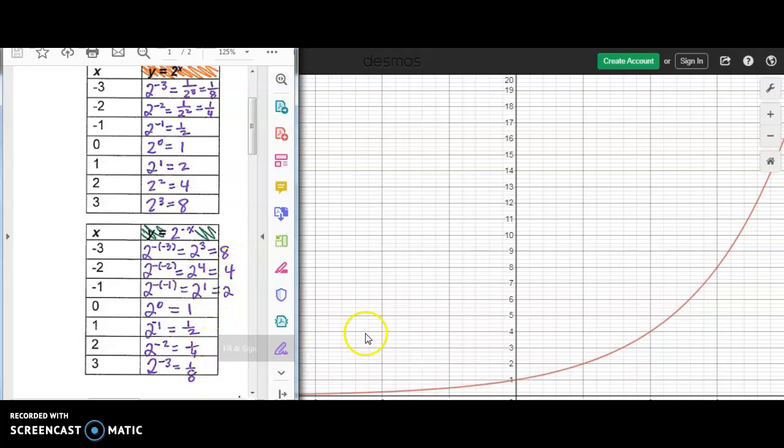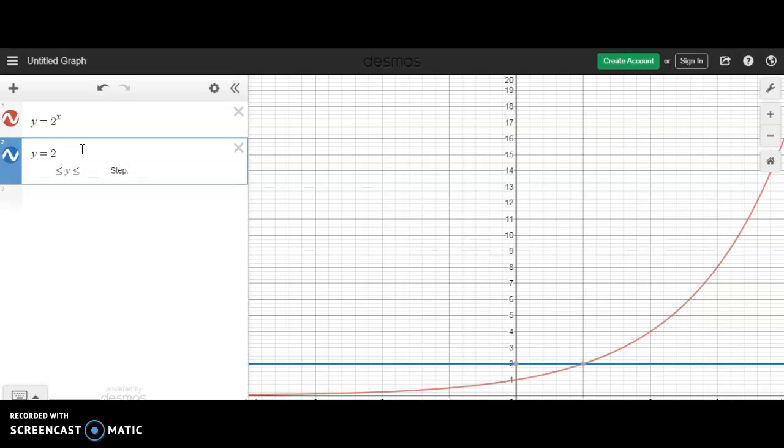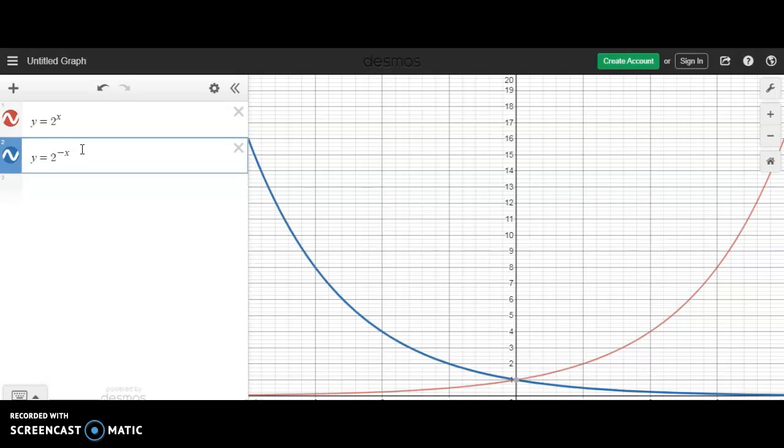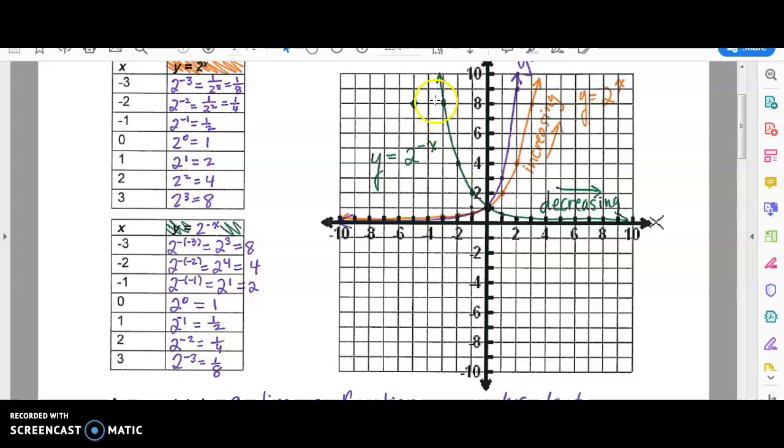Okay, what will that graph look like? Well, it'll be a mirror image of y equals 2 to the x. So let's see here, if I do y equals 2 to the negative x, you can see the graph of y equals 2 to the negative x in blue. So it is a mirror image of the graph of y equals 2 to the x, right? So it's basically reflected in the y-axis. Okay, so that's what our graphs look like for y equals 2 to the x and y equals 2 to the negative x. And if I go back to my lesson sheet here, they're drawn for us in here.